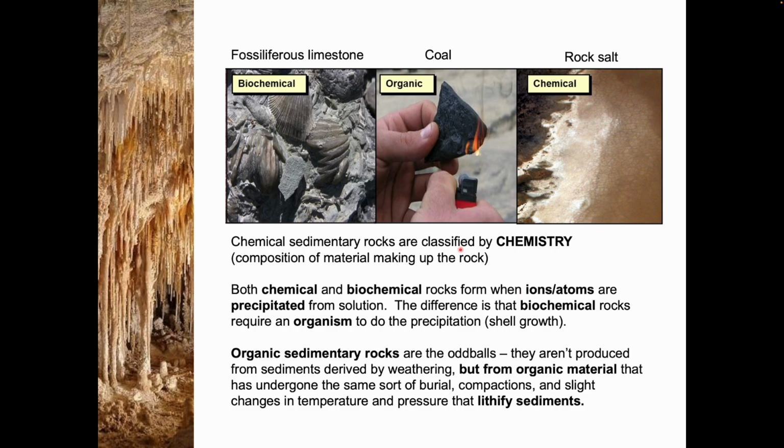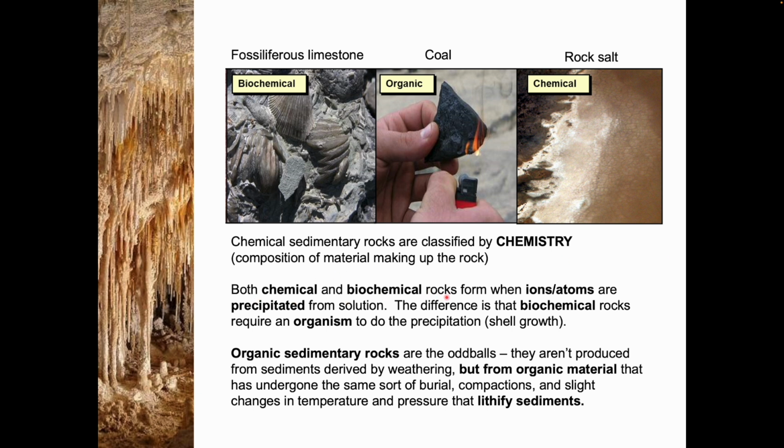Chemical sedimentary rocks are classified by their chemistry as well as by the process that makes them. There are three main kinds: chemical, biochemical, and organic sedimentary rocks. So we already talked about sedimentary rocks made of clasts. That's going to be your sandstone, your conglomerate. Now we're talking about sedimentary rocks made of other stuff.